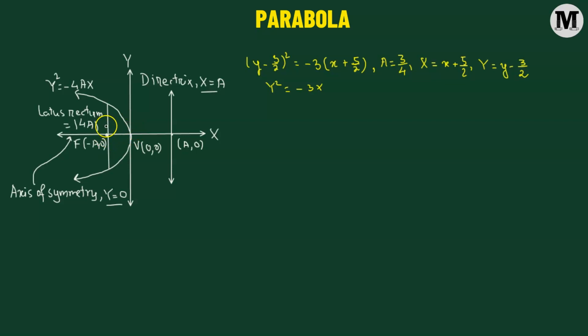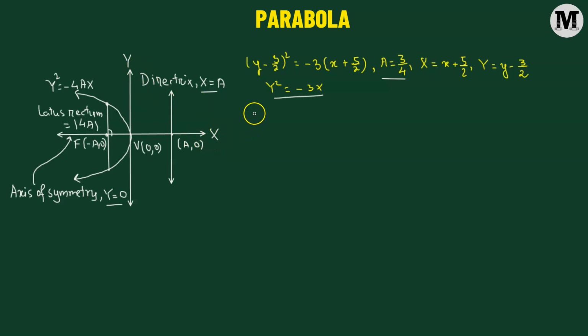And then we have the latus rectum. The latus rectum is the straight line that passes through the focus of the parabola. It is perpendicular to the axis of symmetry with its endpoints on the parabola. So the length of the latus rectum is given by the absolute value of 4 times a. Now, when we replace the value of a with 3 over 4, we get the equation y squared equals negative 3x, expressed in the new coordinate system X, Y.